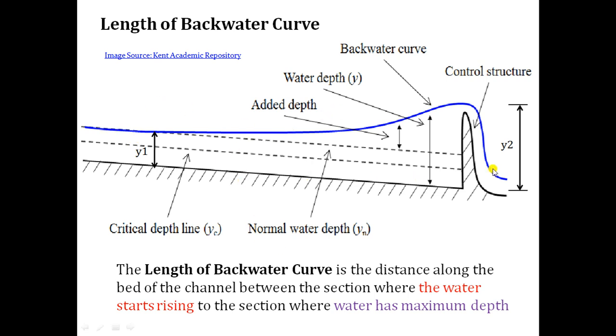So if you consider this to be a channel, if the flow was uniform, if there was no obstruction, the water surface would have been parallel to the bed of the channel. Because of the obstruction, at a particular point the water depth starts rising, and at a particular point it attains a maximum depth. So the distance between these two sections is called the length of backwater curve.